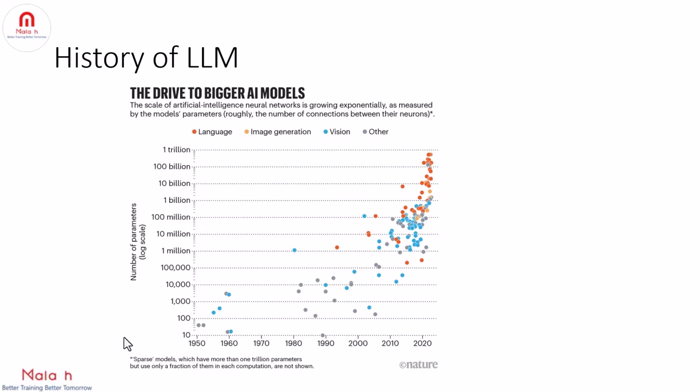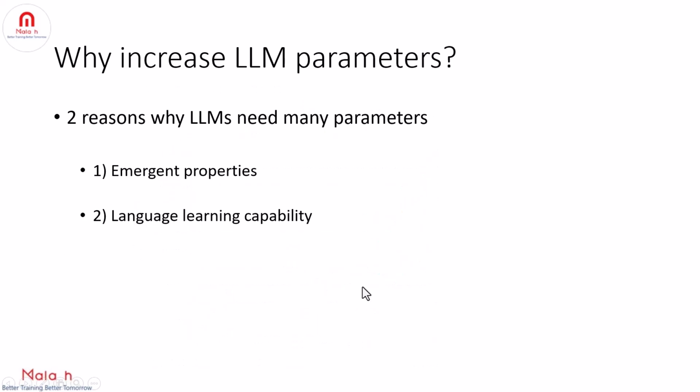So in the previous lecture, we understood the history of large language models, right? But why do you think they increase the number of parameters for each version? There are two reasons why LLMs need many parameters. The first one is emergent properties, and the second one is language learning capability. So let's understand these two reasons.